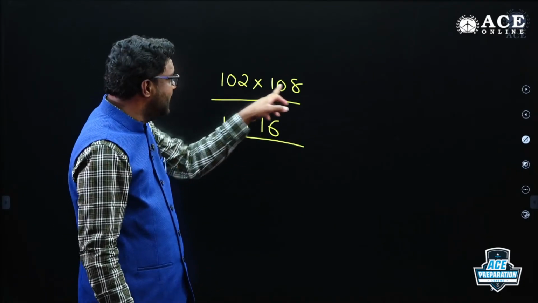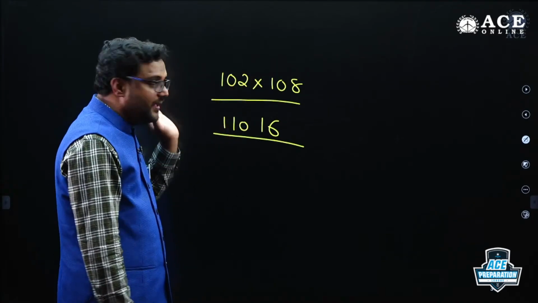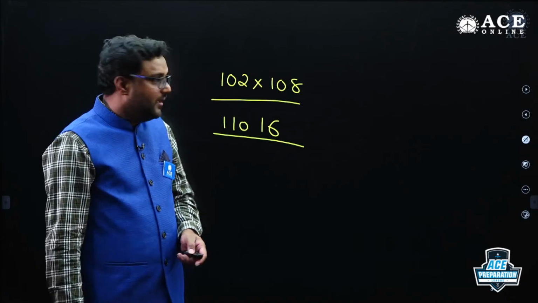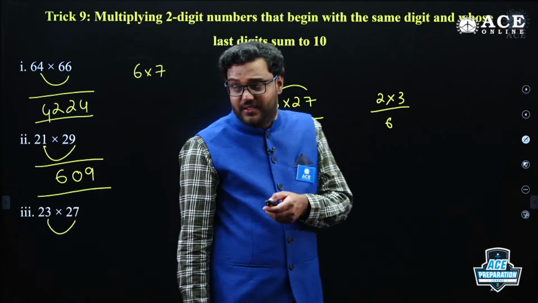2 into 8 is nothing but 16. 10, next number is 11. 10 into 11 is 110. Okay, you can simplify like that. Got it? So there are many ways to solve, my dear friends. Okay, this is one trick.